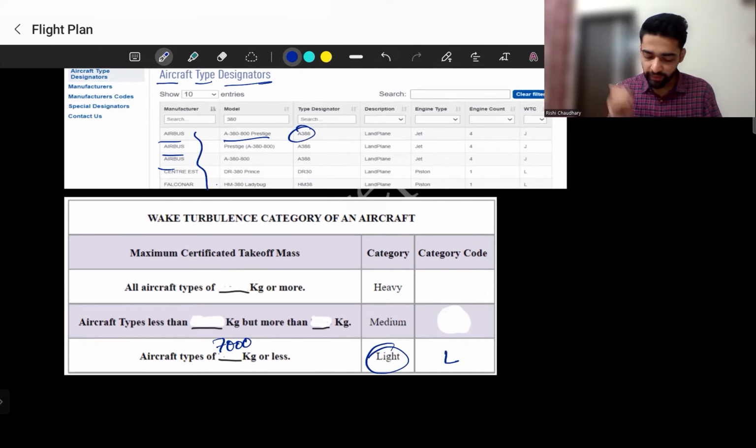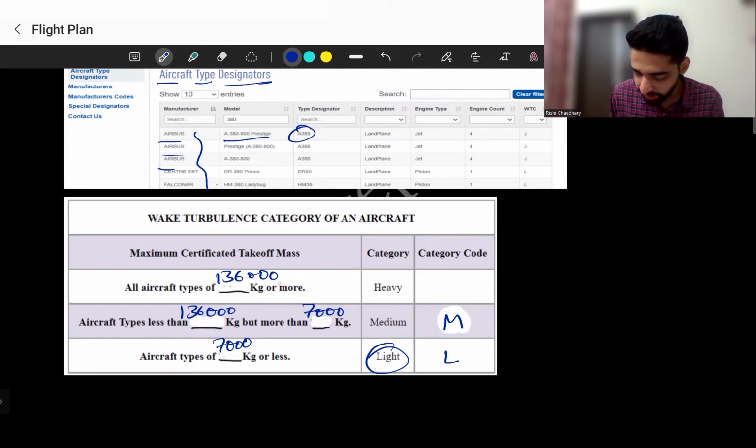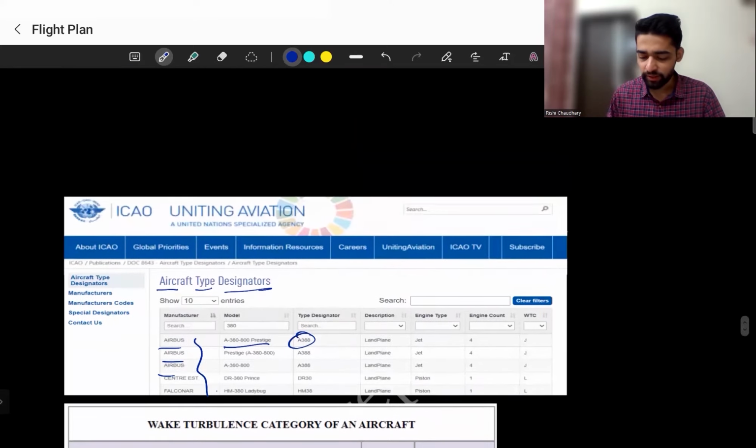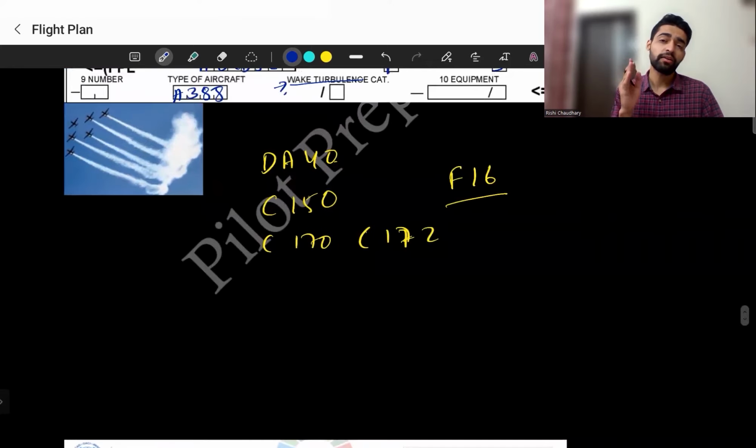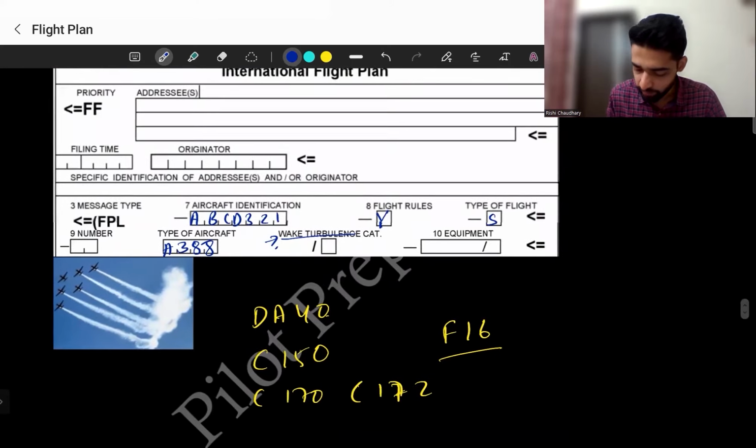Okay. And if the weight of the aircraft is between 7,000 kg and 136,000 kg, then it comes under medium category or M. And if the aircraft carries at least 136,000 kg, then it comes under category H. As I already know, most of the passenger aircraft come in the medium category, that is the weight is between 7,000 and 136,000. So I will write here M for Mike.